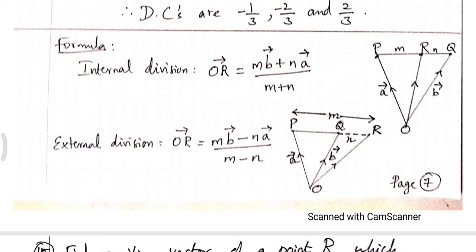Now the formula for internal division: OR vector equals M into B vector plus N into A vector by M plus N, where M and N are the ratio of the division by R. External division: OR vector equals MB vector minus NA vector by M minus N. So the only difference is the plus changes to a negative sign. So it is easy to remember this formula. The explanation of this external and internal division, I will do in a separate video.